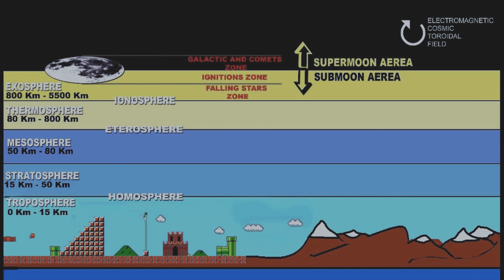Atmospheric layers. The atmosphere covers the entire submoon region. It is divided into the atmosphere of the element of air and the atmosphere of the element of fire, or in other words the homosphere and the heterosphere.